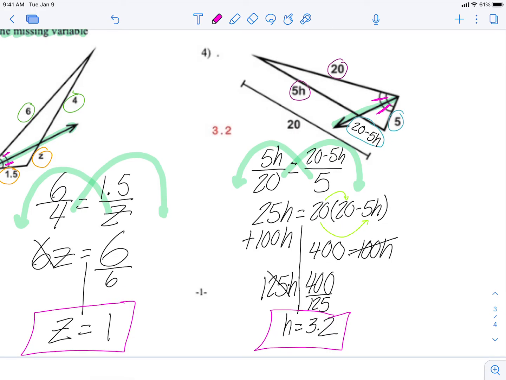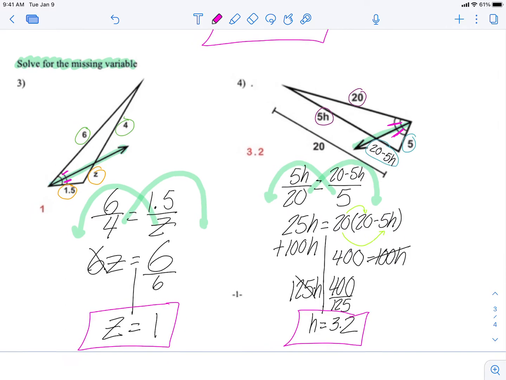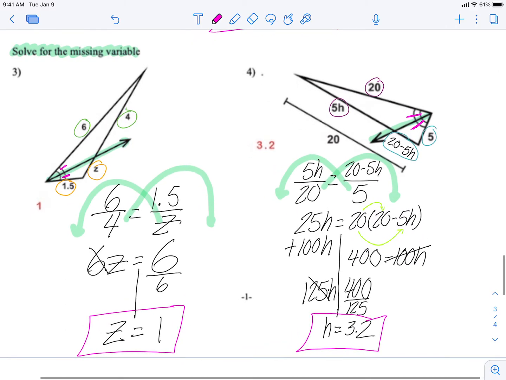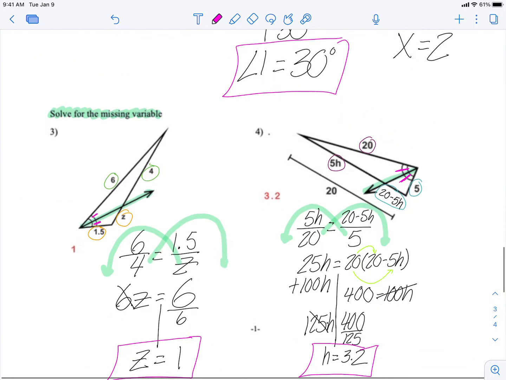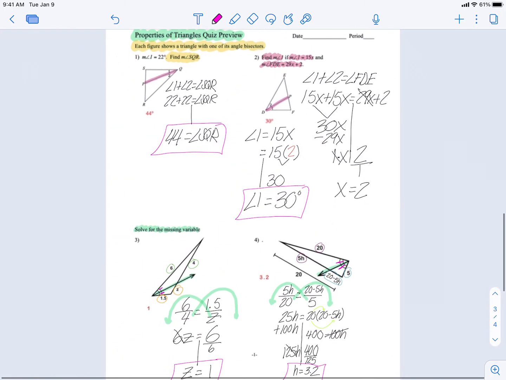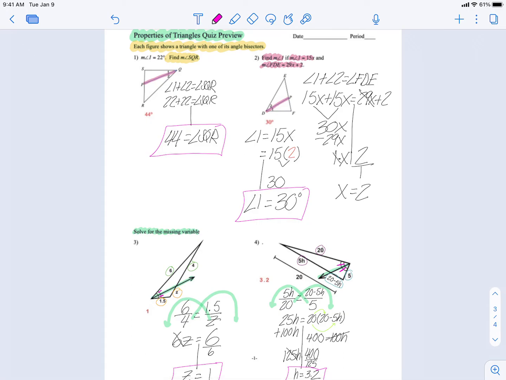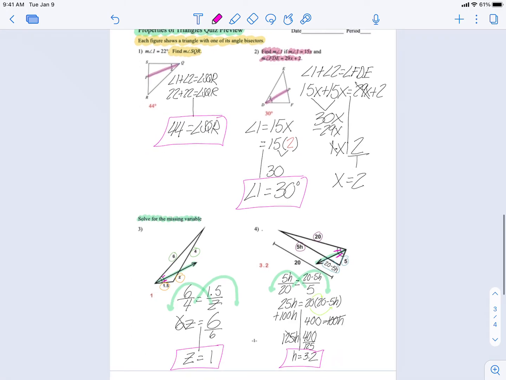All right? So you will definitely get problems just like number 3 and 4 in the quiz. All right? So we are halfway there, right? This quiz preview has 8 problems. Okay? Make sure you have copied everything down so far, right?